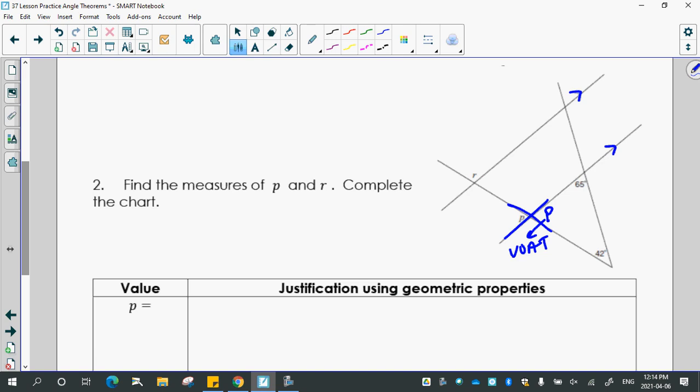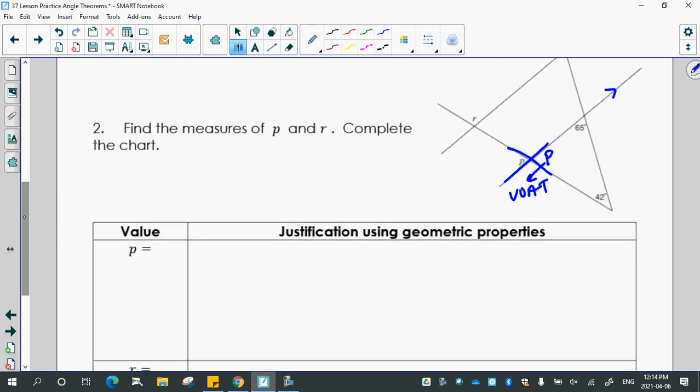Okay. That means now that you can find P by doing P plus 42 degrees plus 65 degrees. So the three angles in a triangle add up to 180, and the property we used was ASTT. If you can write that down, so you don't forget anything else down there. Okay? Now I still have to find P, so I have to add these angles together.